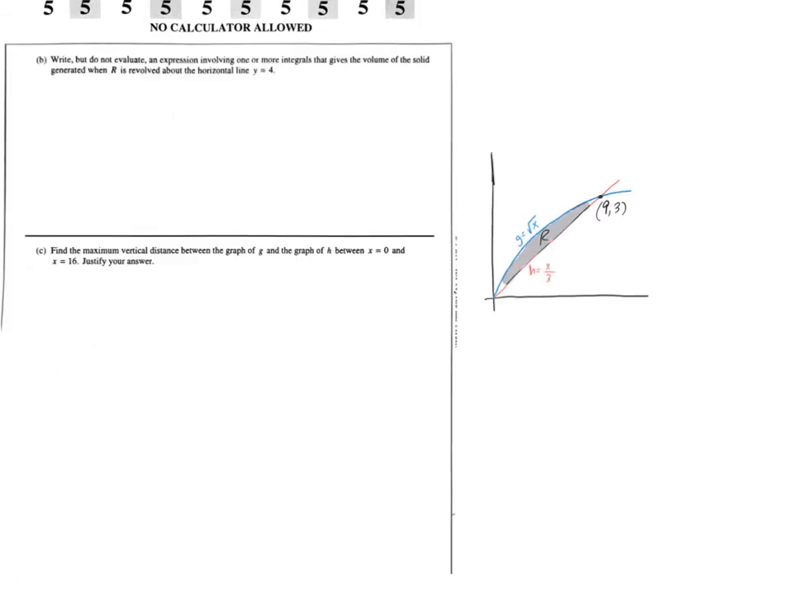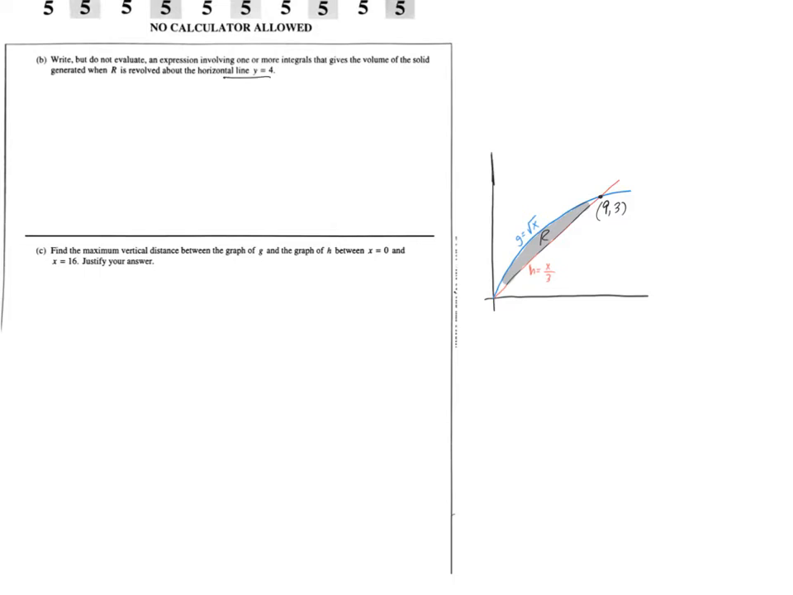All right, inevitably they're going to have you do a volume. Whether it is a volume with cross-sections where you use the region as the base of a solid, we've done a few of those, or a volume of revolution where we take this thing, revolve it around an axis and get a solid. That's what we're going to have here, revolved around the horizontal line y equals 4.